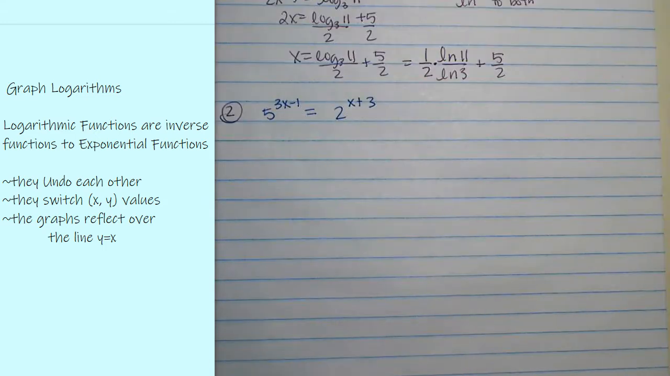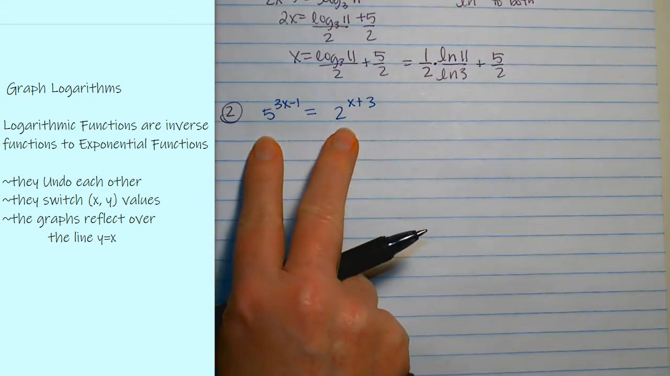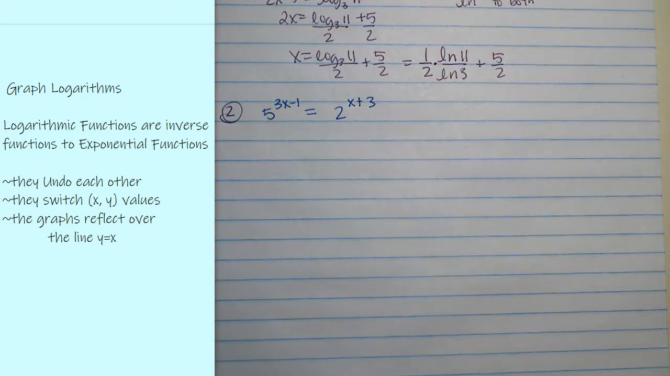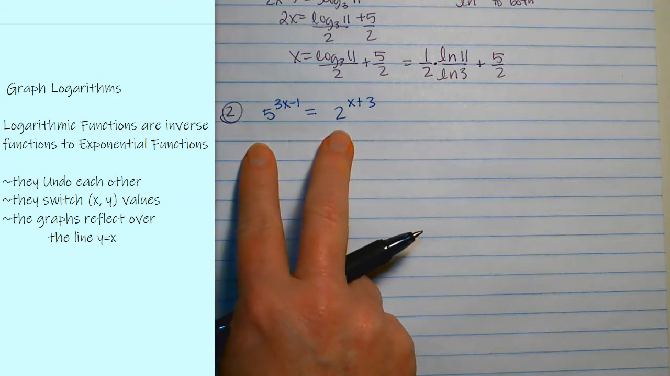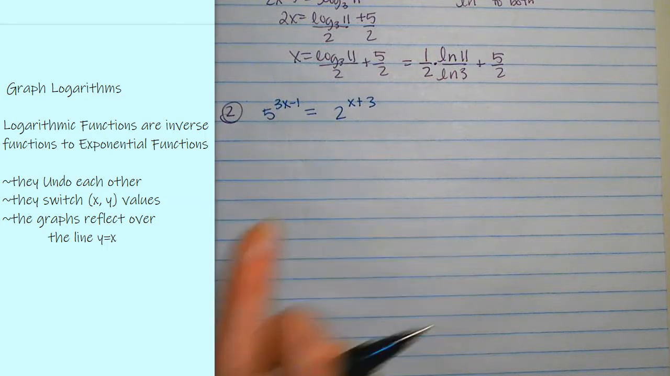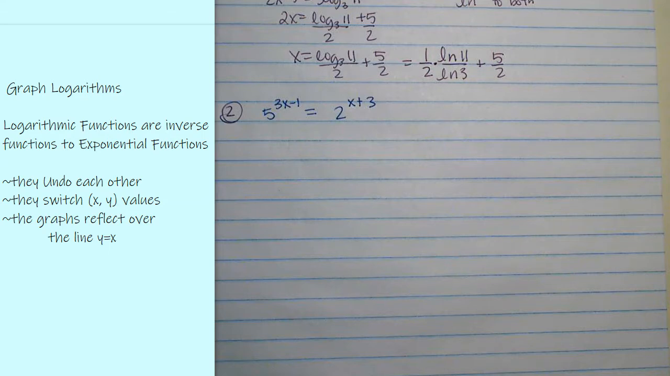Let's try a new problem. Again, we don't have the same bases in this problem. It says 5 raised to the power of 3x minus 1 equals 2 raised to the power x plus 3. So we can't solve this like we did in 5.1 where we got the same base. What we need to do is choose a logarithm so that we can simplify this. Most students choose a base that is one of these two bases so that they can simplify it from there.